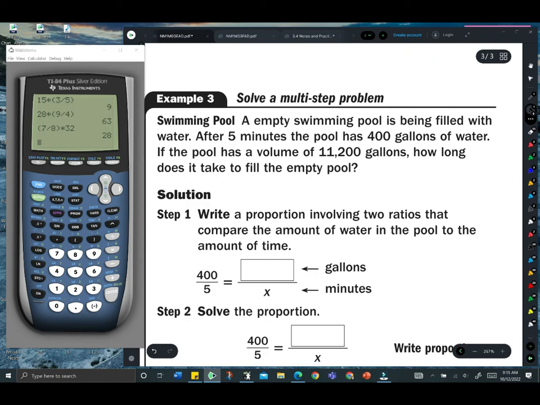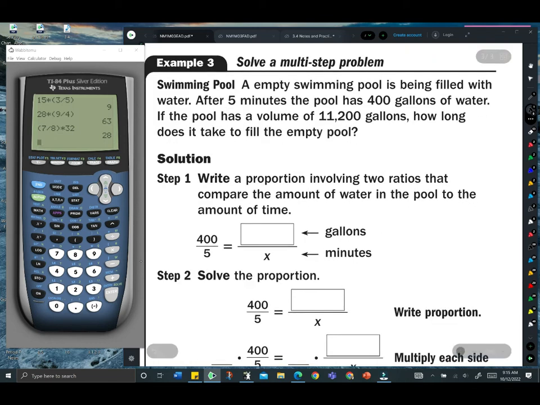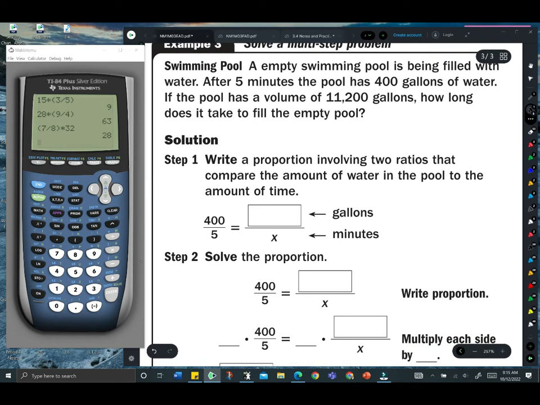Solve a multiple step problem. So let's check out this swimming pool. A swimming pool is being filled with water. After 5 minutes, the pool has 400 gallons of water. If the pool has a volume of 11,200 gallons, how long does it take to fill the empty pool? So we need to think about this here. We know that our ratio is 400 gallons to 5 minutes. Now we want to set up the other ratio with the same units up top.